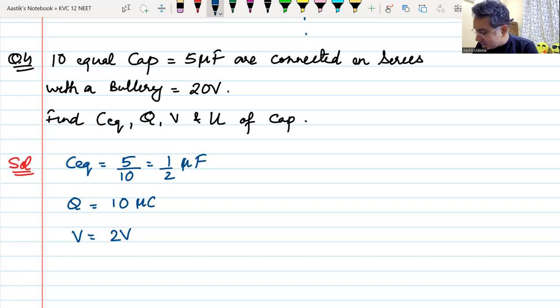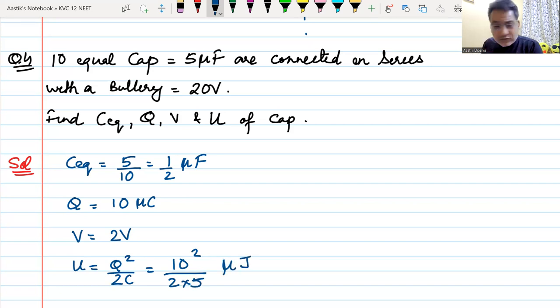Then you can find the energy. The energy of all of them would be equal because everything is equal. You can find it by Q square by 2C. That is my favorite formula in this case. So it will be 10 square divided by 2 into capacitance, which is 5. And your answer would come in microjoules.